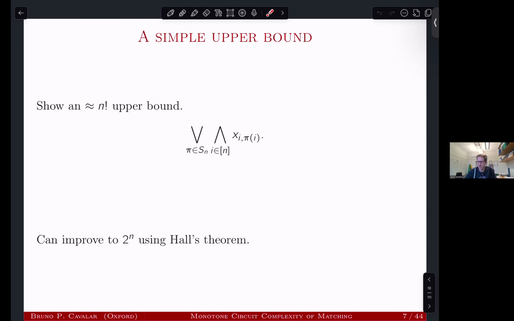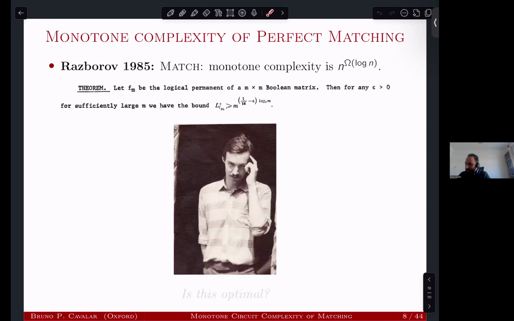Thanks. Good. Thanks for the question. So as I was going to say, Razborov showed in 1985, and this is Razborov in the 80s, that you do require n to the log n size to compute matching. So there's already a gap, right? With general circuits, you can do this in polynomial size, but you require quasi-polynomial size to compute matching with monotone circuits. And the question that has haunted us since then is whether this is optimal.